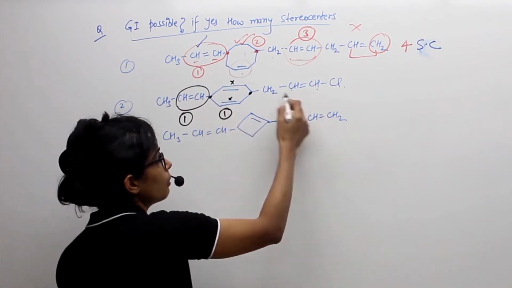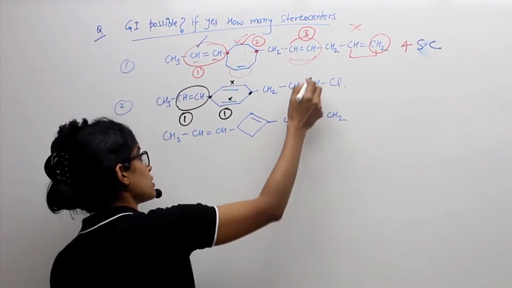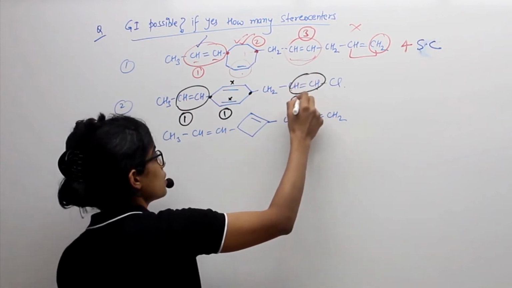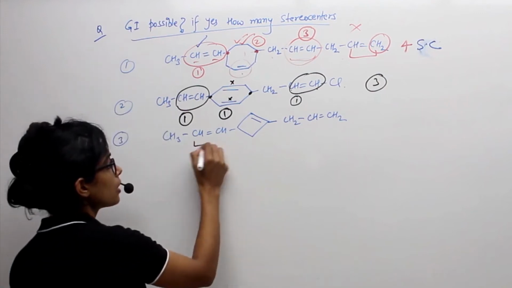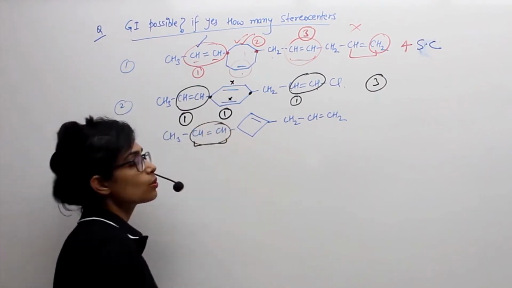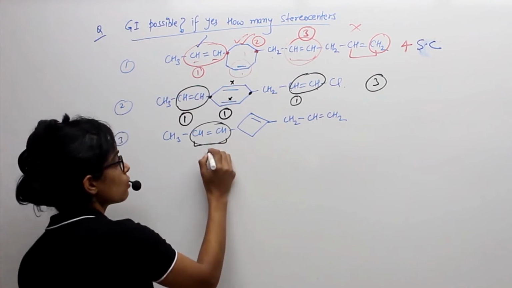Then, can a carbon double bond carbon with 2 different attachments show GI? Yes, this can show GI. So this is another stereo center. So the total number of stereo centers is 3. Come to the next one. Again, this group has 2 different attachments on each carbon, so this will show GI.